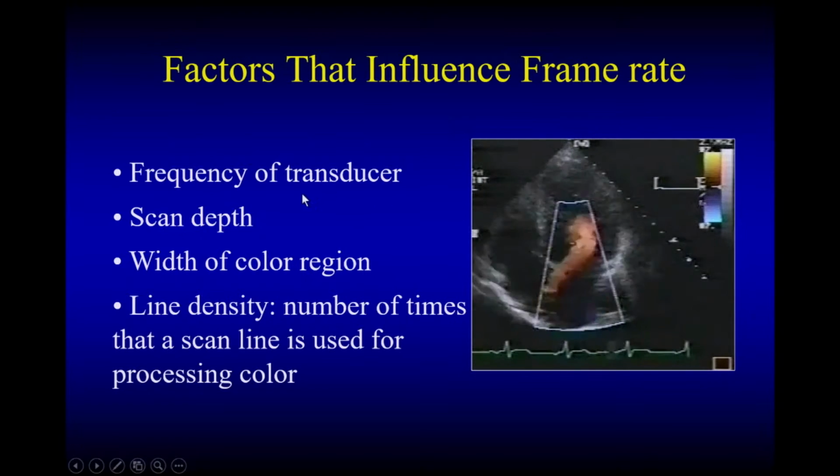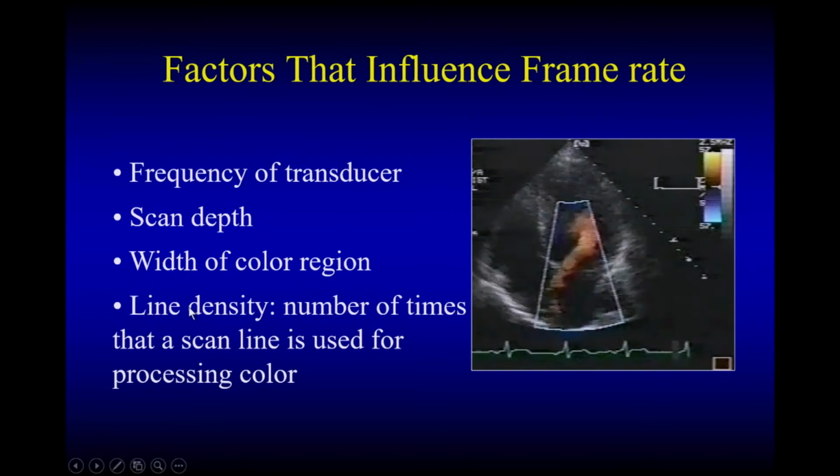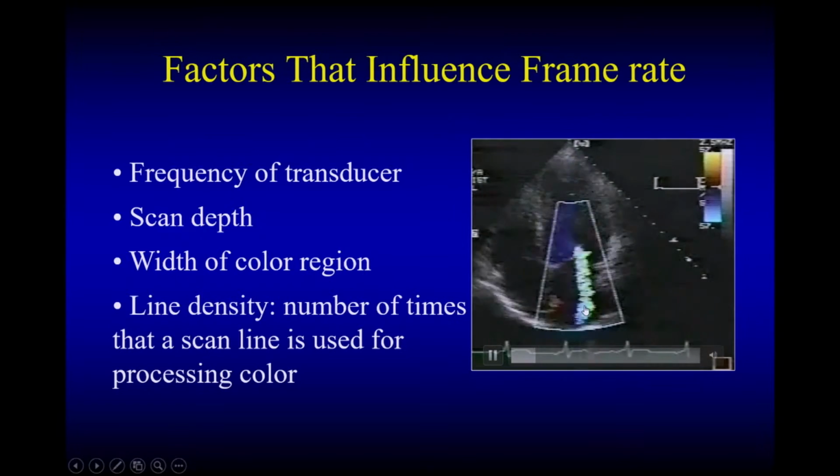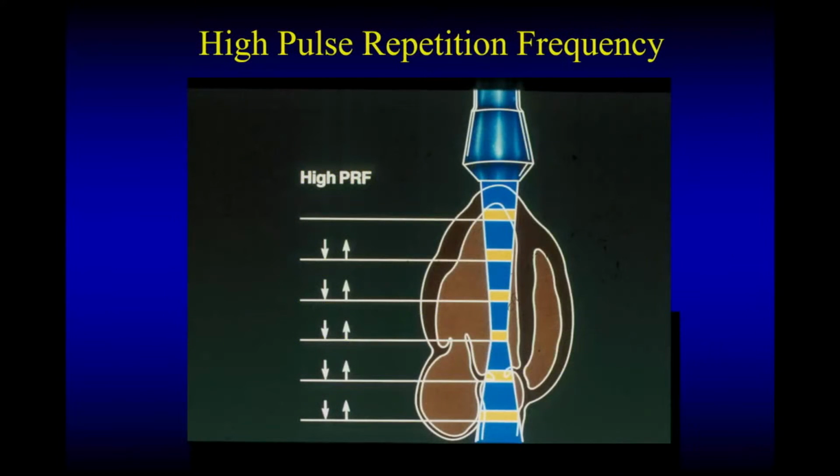So the frequency, yes. Scan depth, now here I cannot play around with that scan depth. That's what I need to assess mitral regurgitation. Width of color region, and still use your judgment as to what area I really need to see. The line density, and usually we don't play around with that, is how many times a scan line is used for processing of color before going into another one.